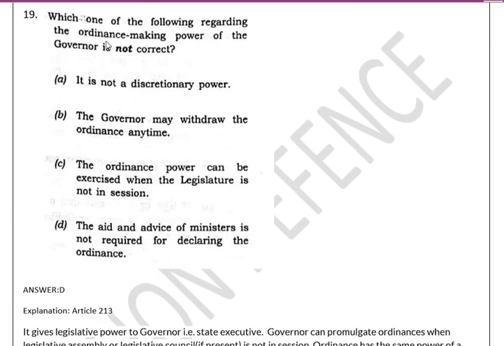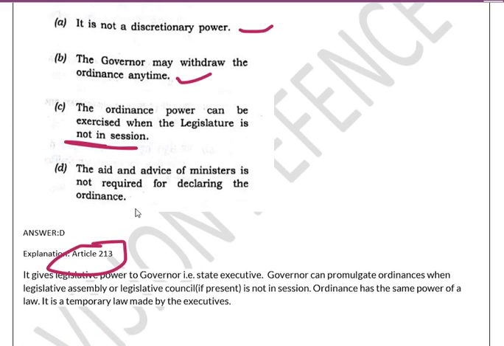Which of the following regarding the ordinance making power of the governor is not correct? Fine. Ordinance of governor is Article 213. It is not a discretionary power. Yes, it cannot be promulgated by the governor by himself, he has to get the recommendation from the Council of Ministers. The governor may withdraw the ordinance at any time. Yes, this is also correct. The ordinance power can be exercised when the legislature is not in session. Yes, it has to be exercised only in that time.